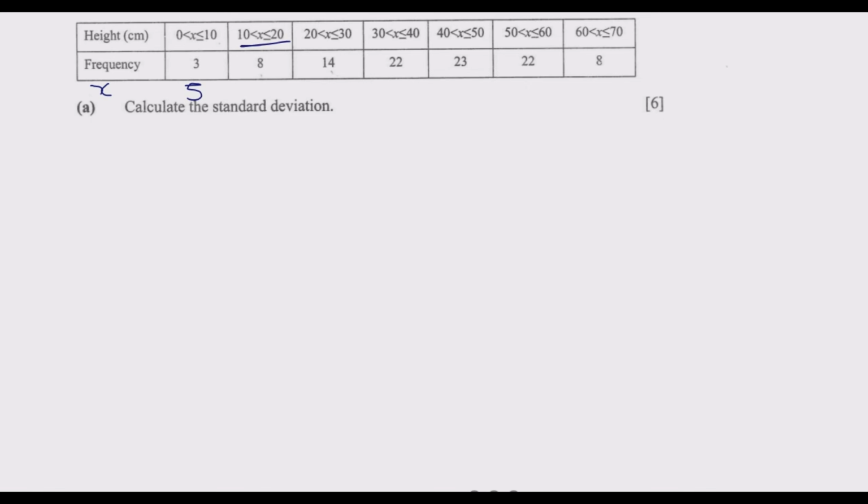Similarly here, it will be what? 10 plus 20, which is 30, divided by 2, it will be 15. Then similarly here, 20 plus 30, it will be 50 divided by 2, it will be 25. Then like that, you notice that they are increasing by an interval of 10. So this should be 45, this should be 55, then this should be 65, like that, as quick as that.